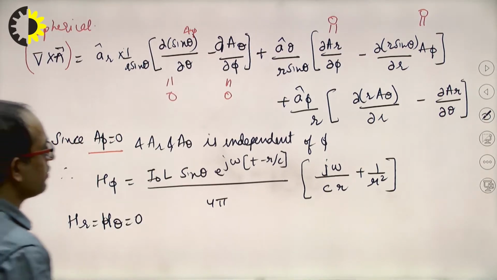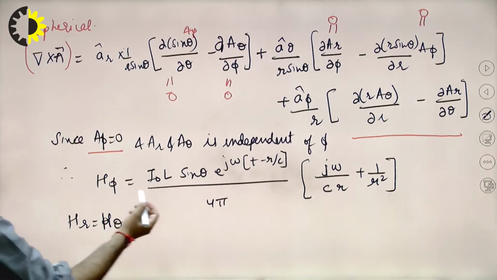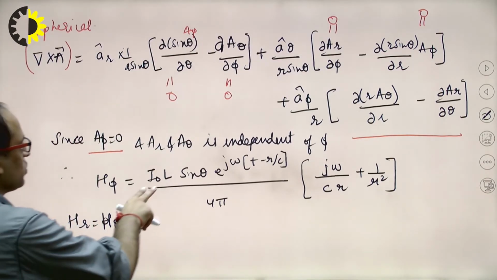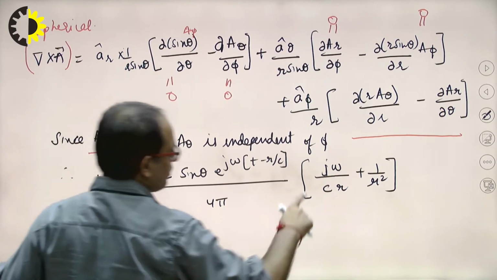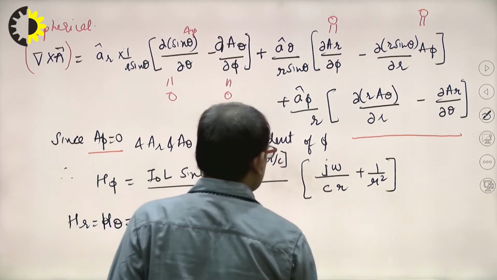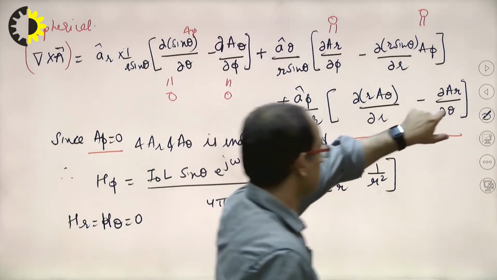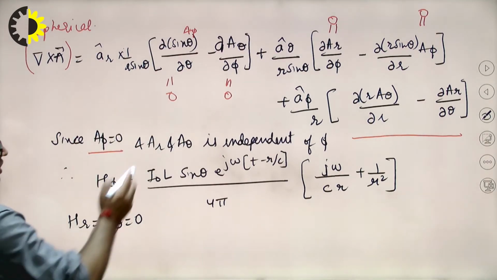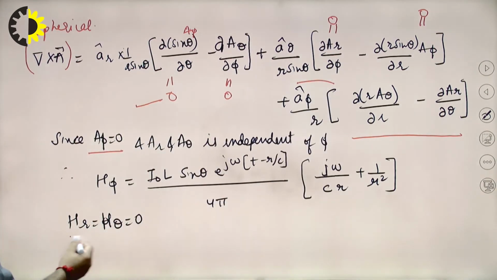So only one component will be left, the H phi component. On putting the values of A theta and A r, we get H phi equal to I naught L sin theta e to the power j omega (t minus r by c) divided by 4 pi, bracket start j omega by c r plus 1 by r square. We have put the values of A theta and A r that we calculated in the last lecture. Clear? So the H r component will be 0 and the H theta component will also be 0, that is H r equal to H theta equal to 0.